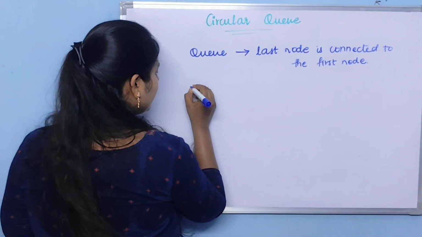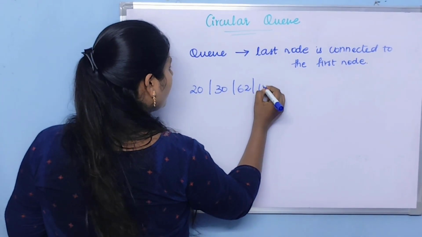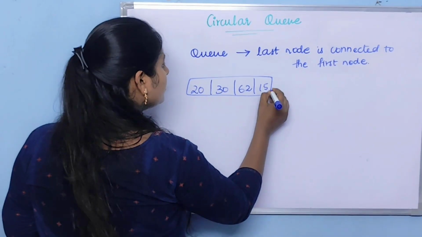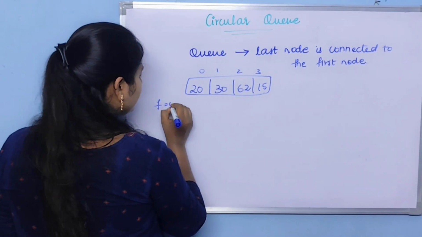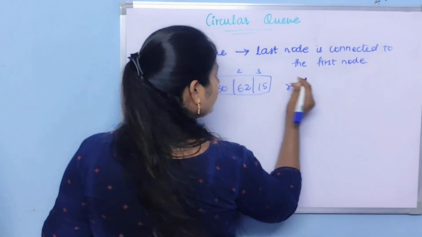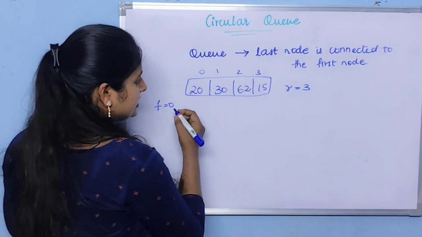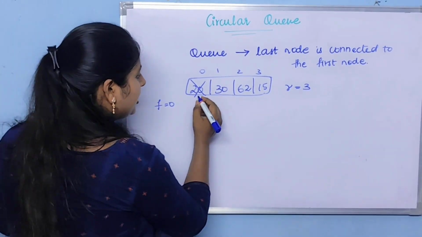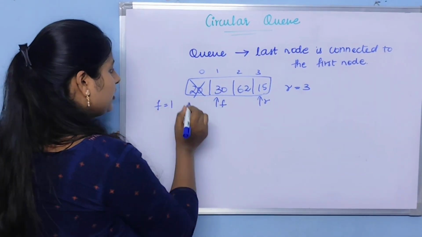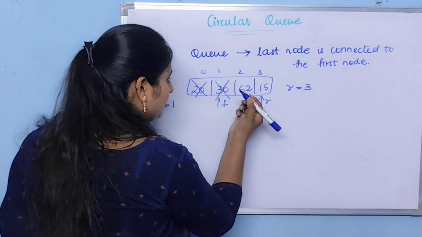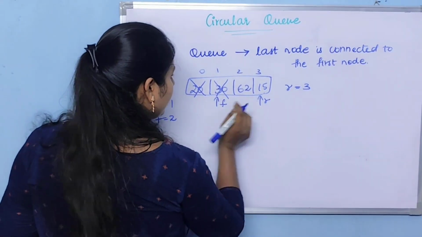Consider I have elements like 20, 30, 62 and 15 in the queue. Now front equals 0, rear equals 3. So I try to delete my first element. Then what happens? Front will be incrementing. So here is front and here is rear, right? So front became 1. Now I try to delete one more element. Now front again incremented. Front equals 2. Rear is the same.